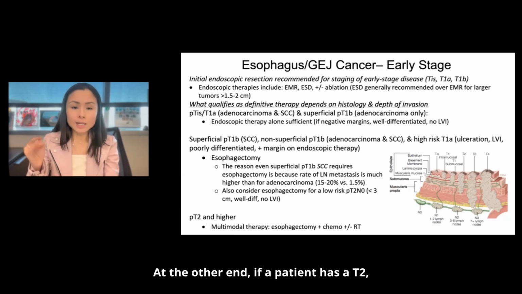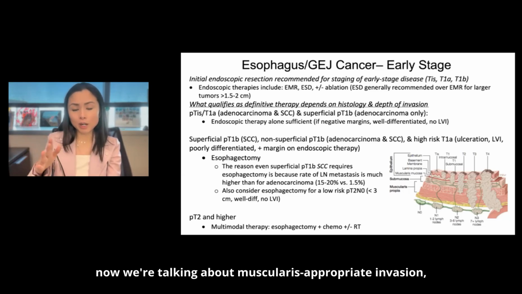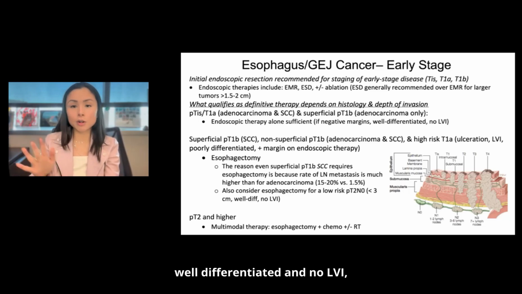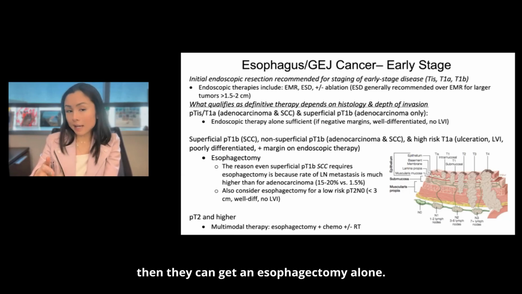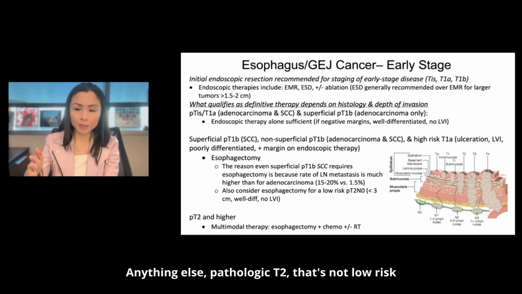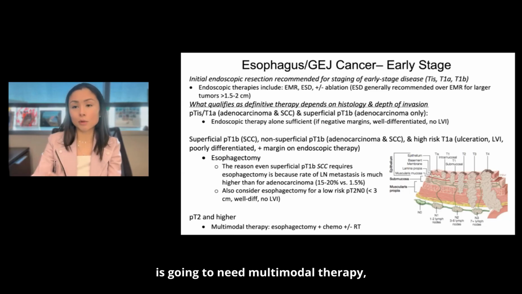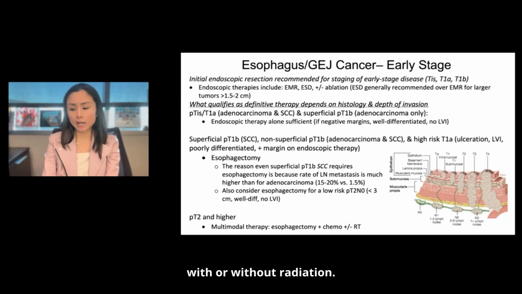At the other end, if a patient has a T2, now we're talking about muscularis propria invasion, but they're low risk, less than 3 centimeters, well differentiated, no LVI, then they can get an esophagectomy alone. Anything else, pathologic T2 that's not low risk, and anything higher, then the patient is going to need multimodal therapy, including esophagectomy with chemo, with or without radiation.